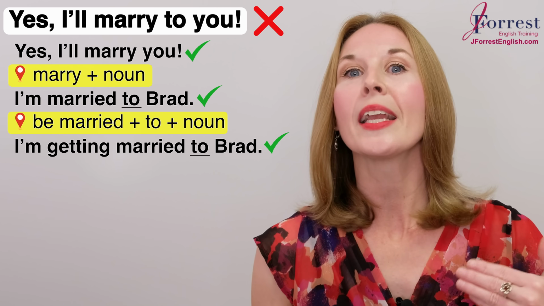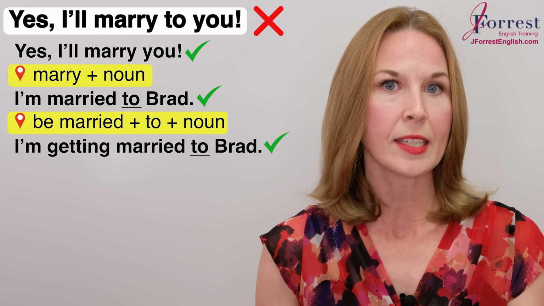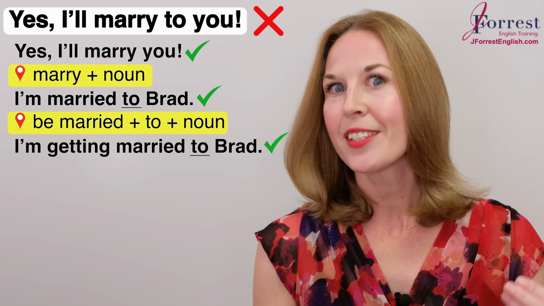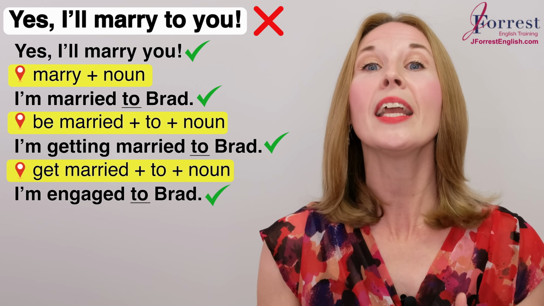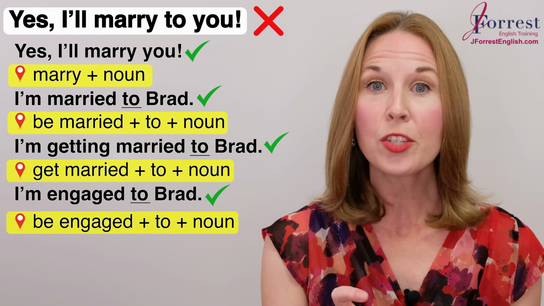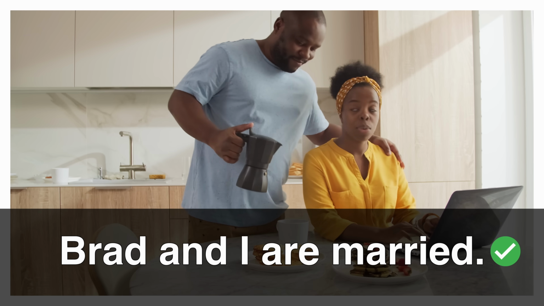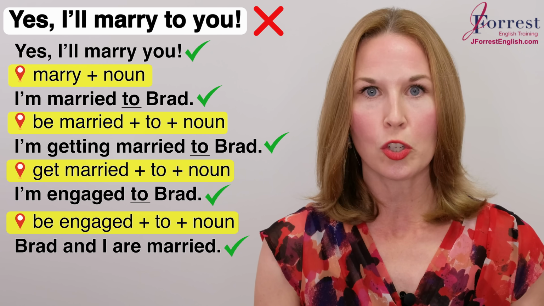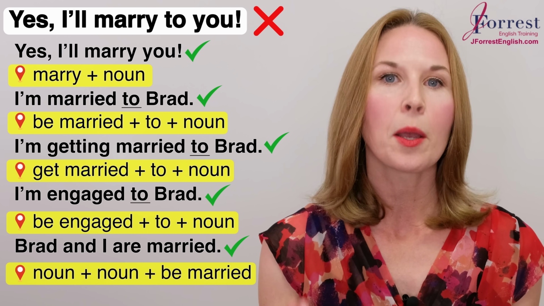Now you can say, I'm getting married to Brad. So instead of be married, which describes the current state, you can use get married, which describes the transition from not married to married. So get married plus to plus noun. You can even say, I'm engaged to Brad. So here is be engaged plus to plus the noun. Or you can say, Brad and I are married. So in this case, the subjects come first, so there's no preposition to. We are married. Noun plus noun, the verb be conjugated, married.